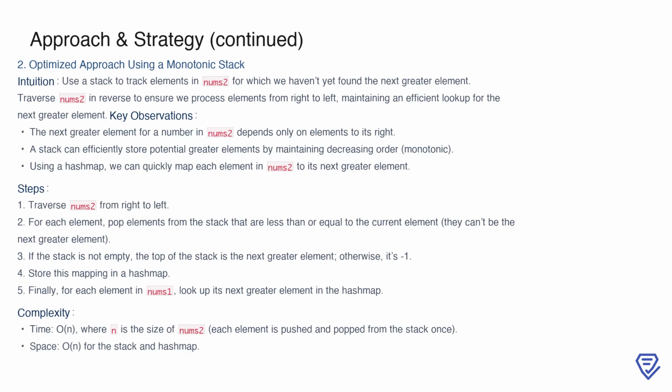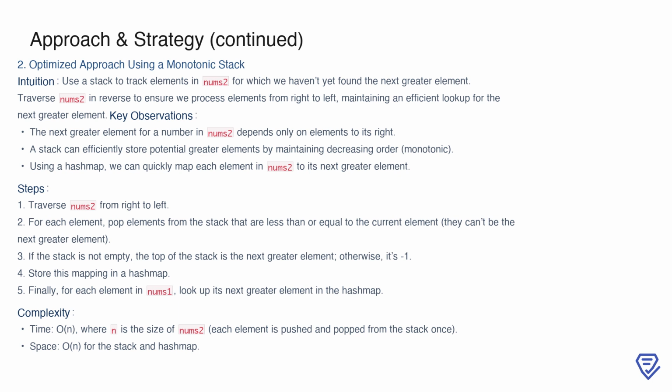A more efficient solution involves using a monotonic stack. The intuition here is to process nums2 from right to left, which allows us to efficiently determine the next greater element for each number. A key observation is that the next greater element for any number depends only on the elements to its right. To exploit this, we can use a stack to maintain a decreasing sequence of potential next greater elements as we traverse nums2 in reverse.